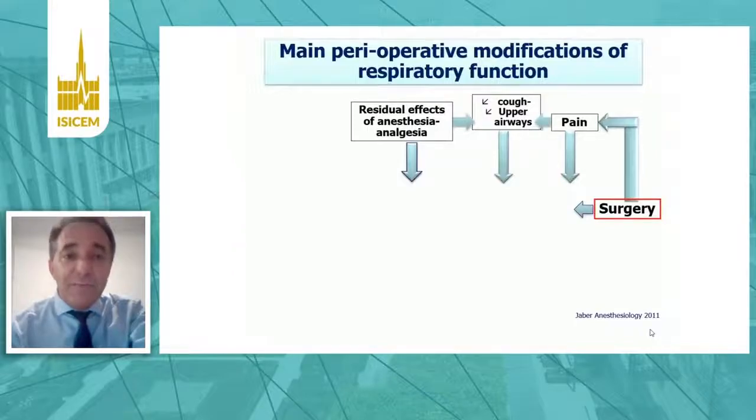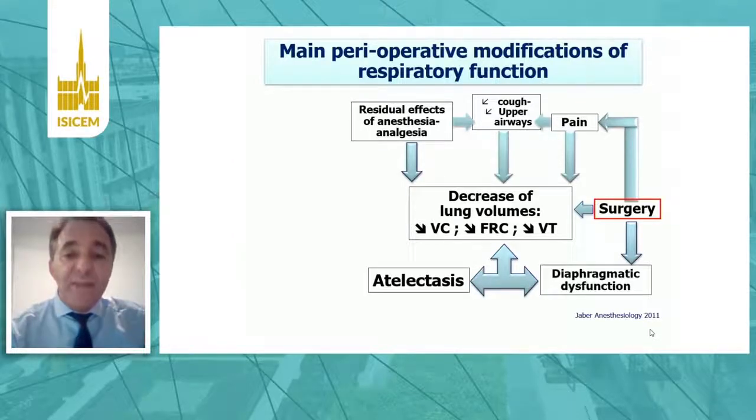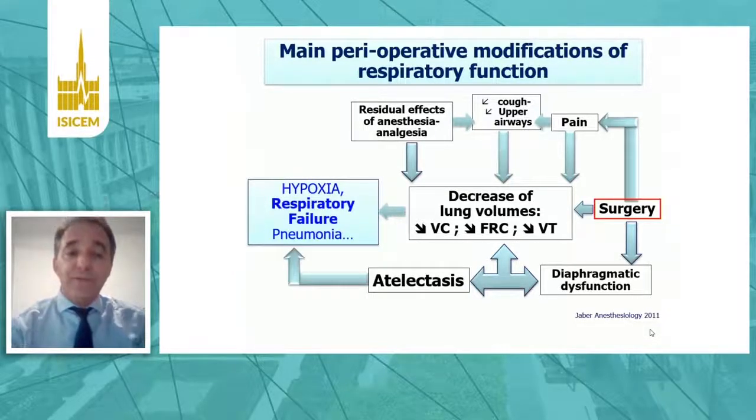This slide summarizes the main perioperative modification of respiratory function. As you know, you have first the residual effect of anesthesia and analgesia drugs, the decrease of the cough, the upper airway narrowing, the pain, and the surgical stress. All of this induces a decrease of lung volumes, called the restrictive syndrome, which is associated with a diaphragm dysfunction and atelectasis. All of this modification induces, as you know, postoperative complications, mainly hypoxemia, respiratory failure and lung infection. All of this could be worsened by fluid overload.